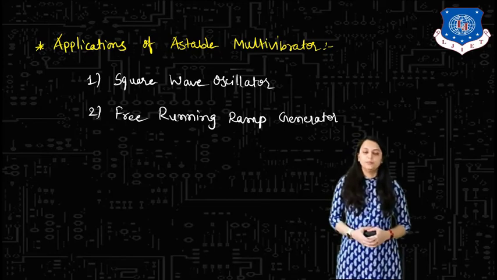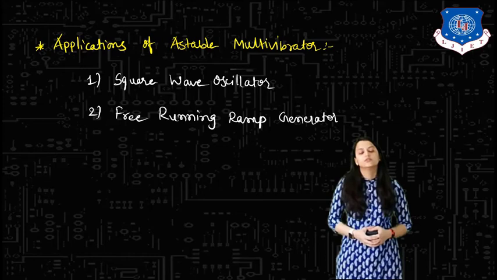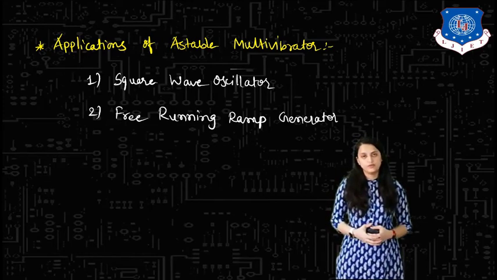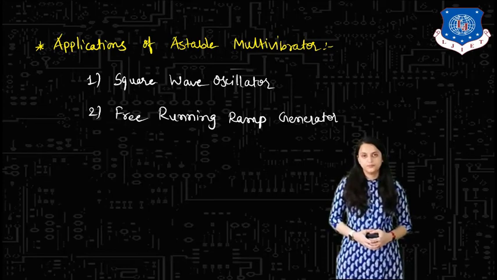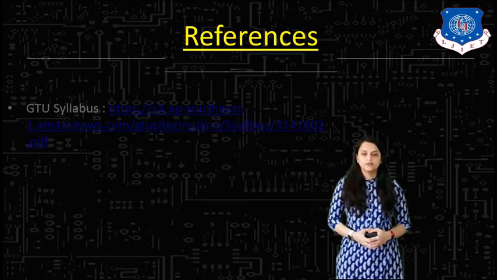Now let us see the applications of astable multivibrators. So here the first application is the square wave oscillator, that is for generation of square waves, and the second one is a free running ramp generator. So I hope that this concept is clear to you now. These are the references.